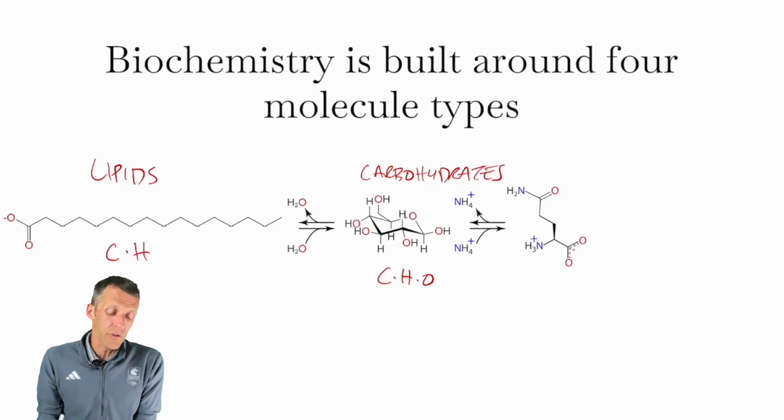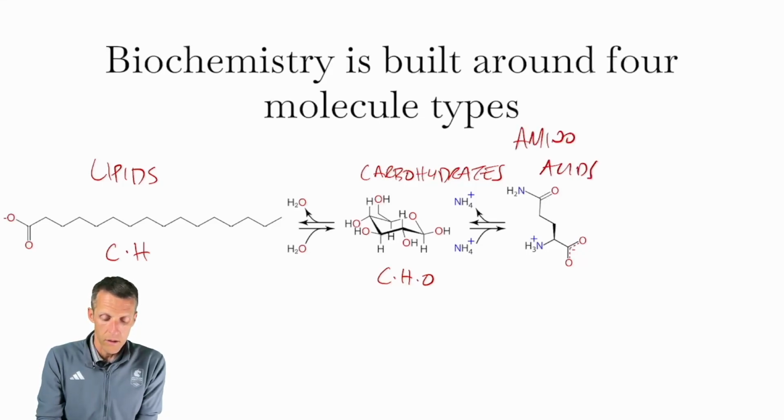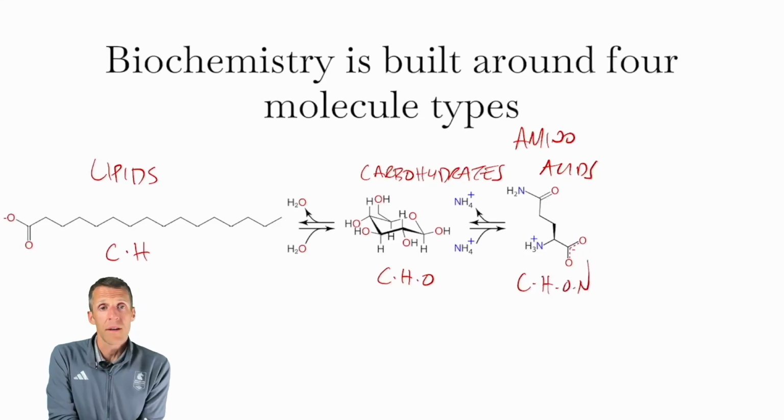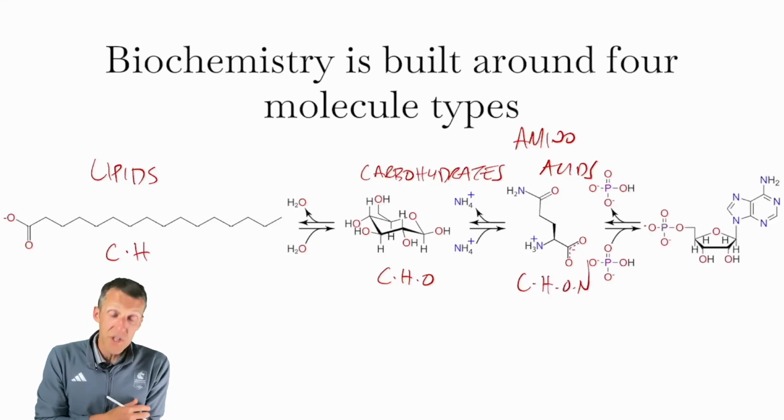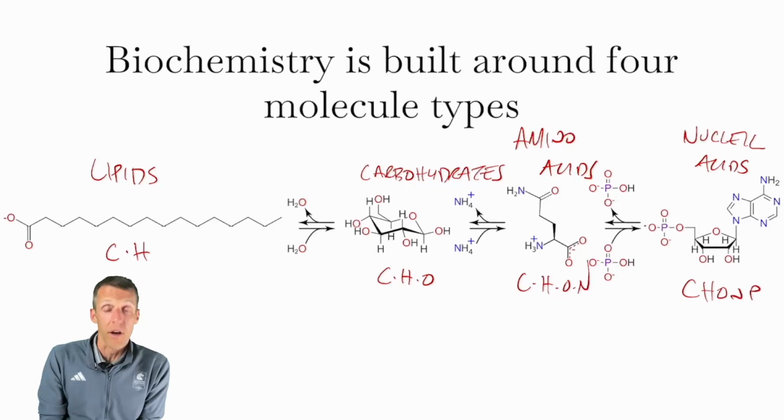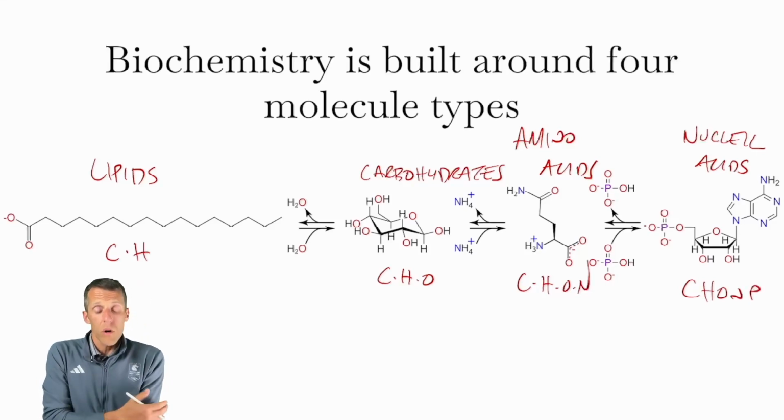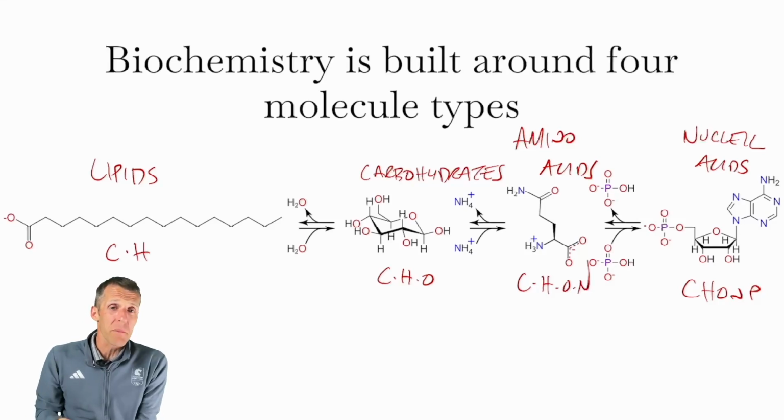If we add some nitrogens, we get to amino acids, which now have carbons, hydrogens, oxygens, and nitrogens. And if we add a bunch of phosphorus, we get to nucleic acids, which have carbon, hydrogen, oxygen, nitrogen, and phosphorus. And so what we're seeing here is that, yeah, there's a lot of complexity in biochemistry, but it's really built out of a small number of parts that are assembled together.